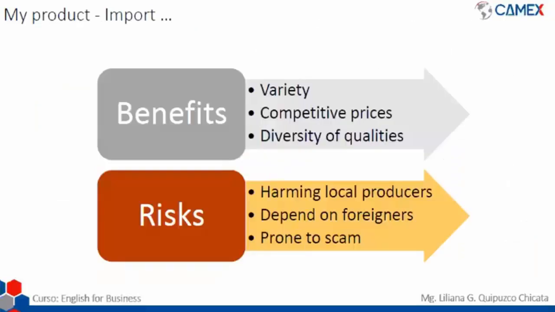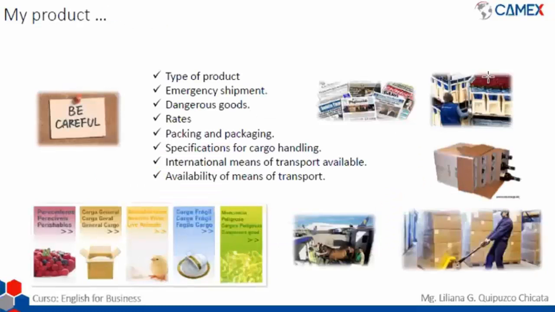Now we're going to see about my product. In order to choose which product I'm going to import, I have to check what kind of product I want. Do I want to sell a product that is perishable, which means that it's going to rot or get in a bad condition in little time, or maybe I'm importing general cargo products, or live animals, or fragile cargo, or dangerous goods. I have to be careful with that. Depending on the type of product, it's going to be easier or harder for me.